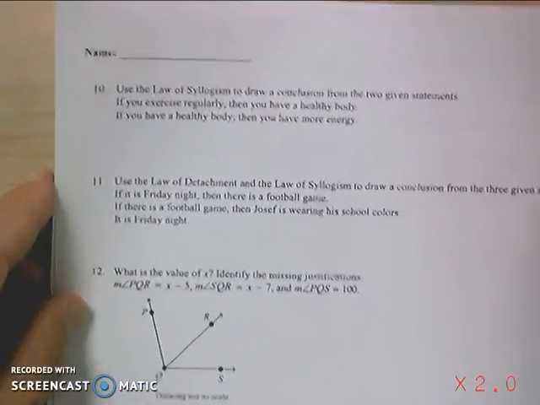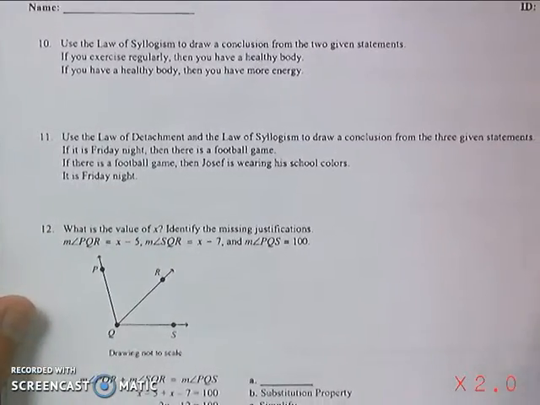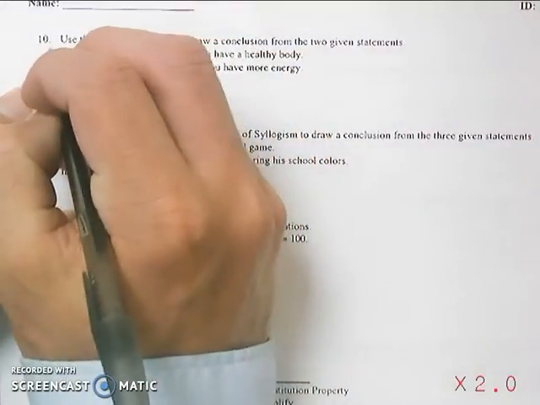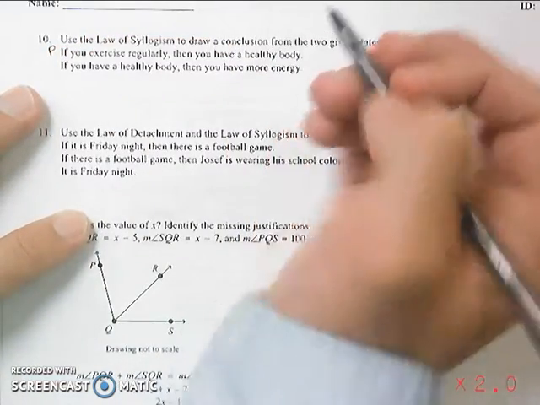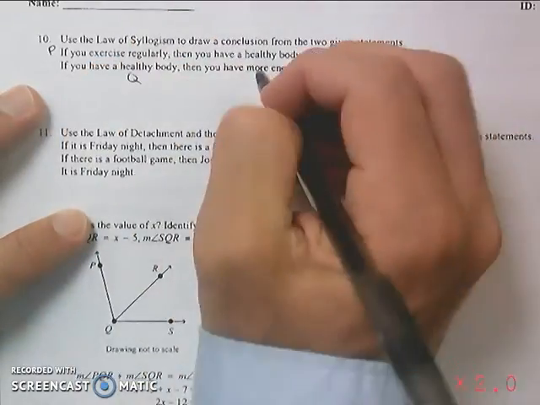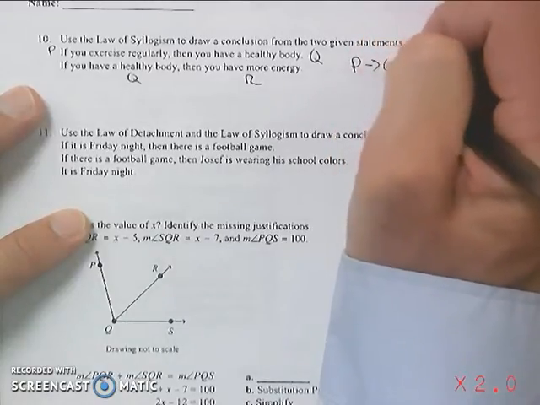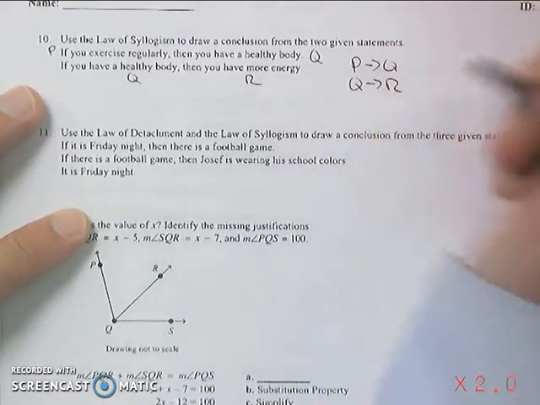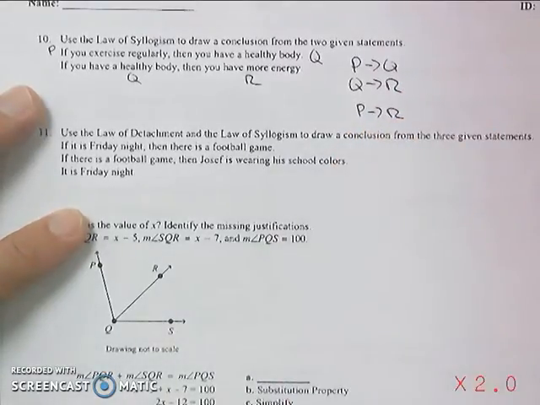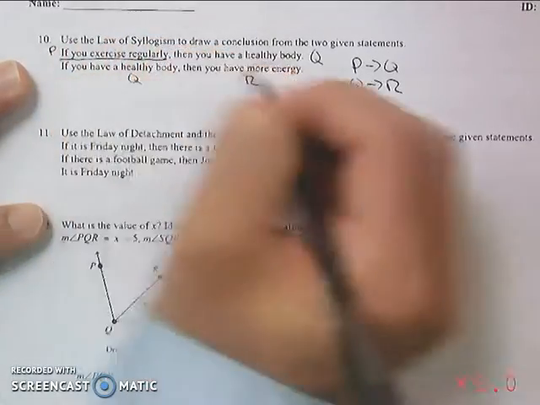Okay, on the back page we got number 10, law of syllogism to draw a conclusion from the two given statements. If you exercise regularly, then you have a healthy body. So I'm going to do exercise regularly is P, healthy body Q. If you have a healthy body, that's Q again, then you have more energy, that's R. So this follows the order of P to Q and then Q to R. And then our final statement wants to be P to R is what I kind of want to get to as my final statement. So I'm going to basically write, if you exercise regularly, then you have more energy.